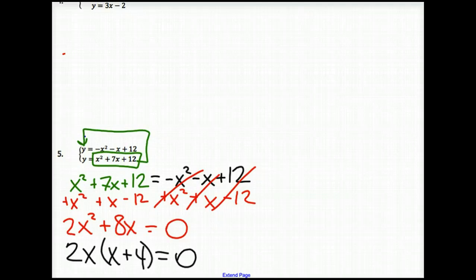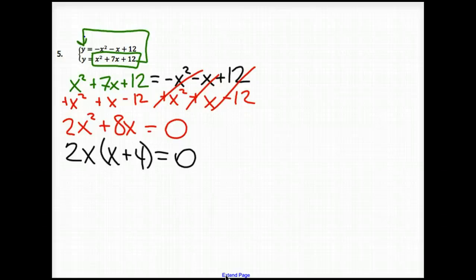And so that means your x values are going to be x equals 0 and x equals negative 4. Okay, so now I'm going to take those 2 x values and plug them back into one of my original equations to find their corresponding y values. Okay, so I'm going to start with x equals 0.